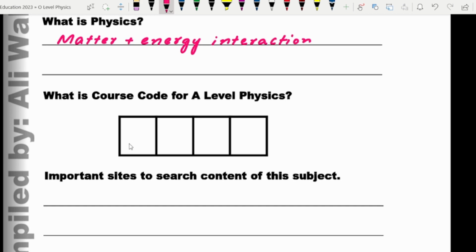5054 was the syllabus code for O-level physics. 0625 was the syllabus code for IGCSE physics. For A-level physics, you'll have 9702.